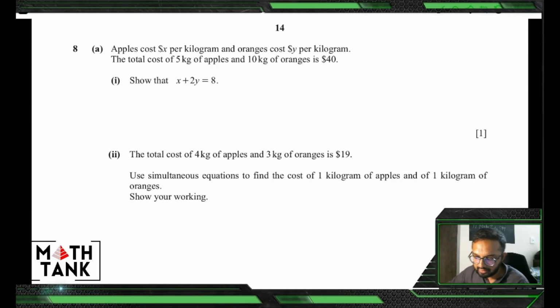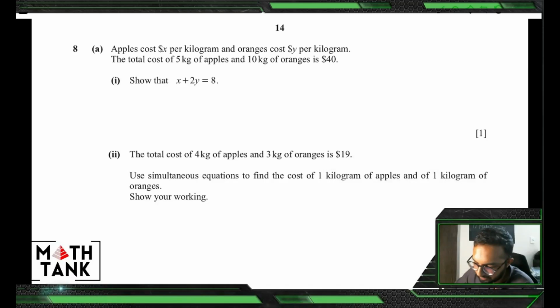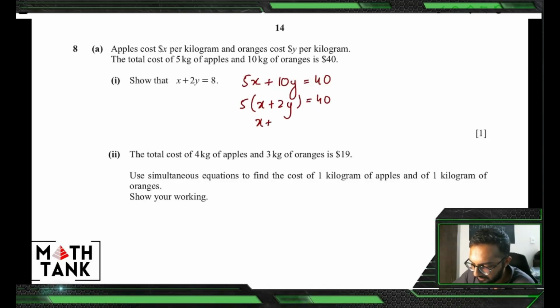Okay, moving on. It says apples cost x dollars per kilogram and oranges cost y dollars per kilogram. The total cost of 5 kgs of apples and 10 kgs of oranges is $40. Okay, so that's simple. 5x plus 10y is $40. So factoring out 5, x plus 2y equals 40 divided by 5. x plus 2y equals 8.